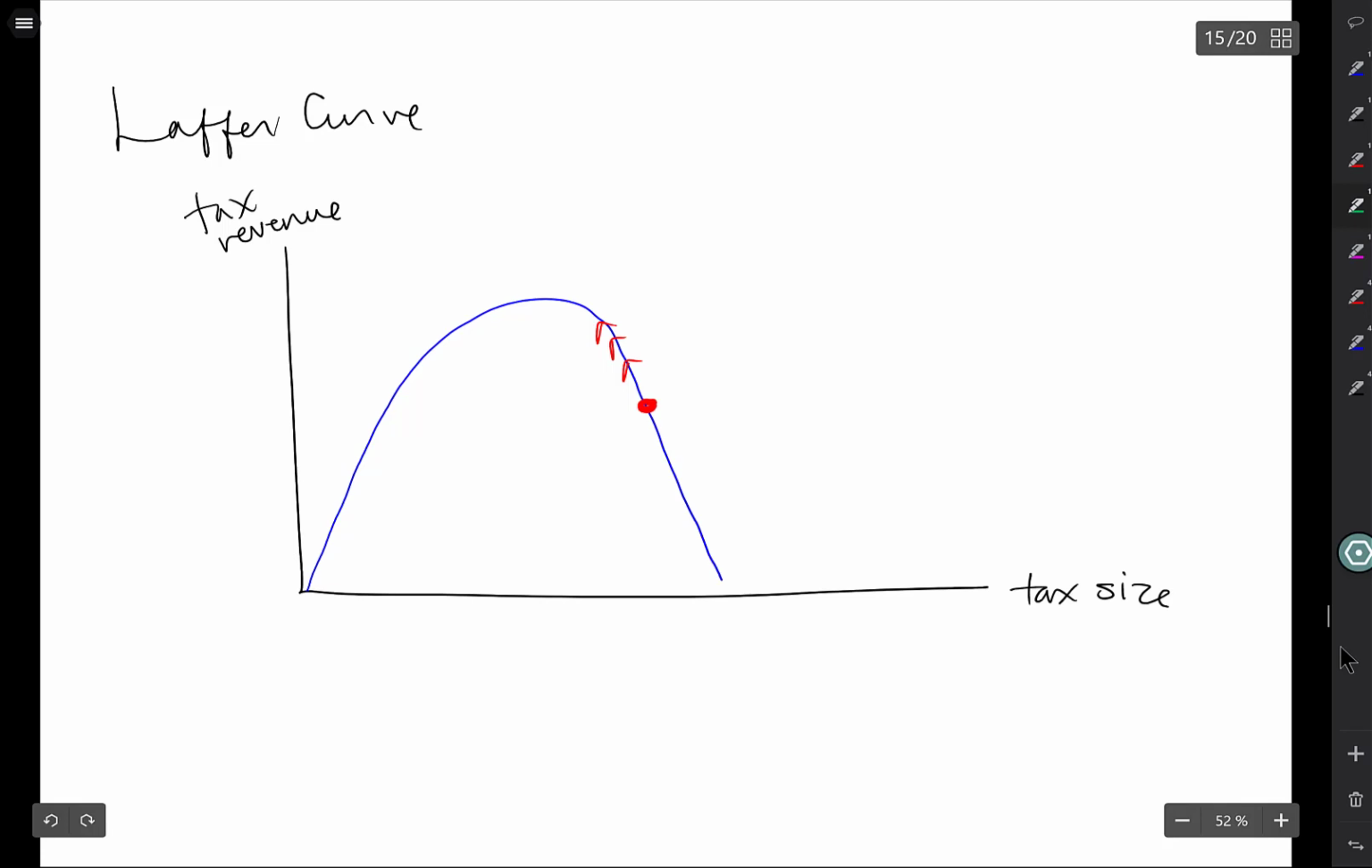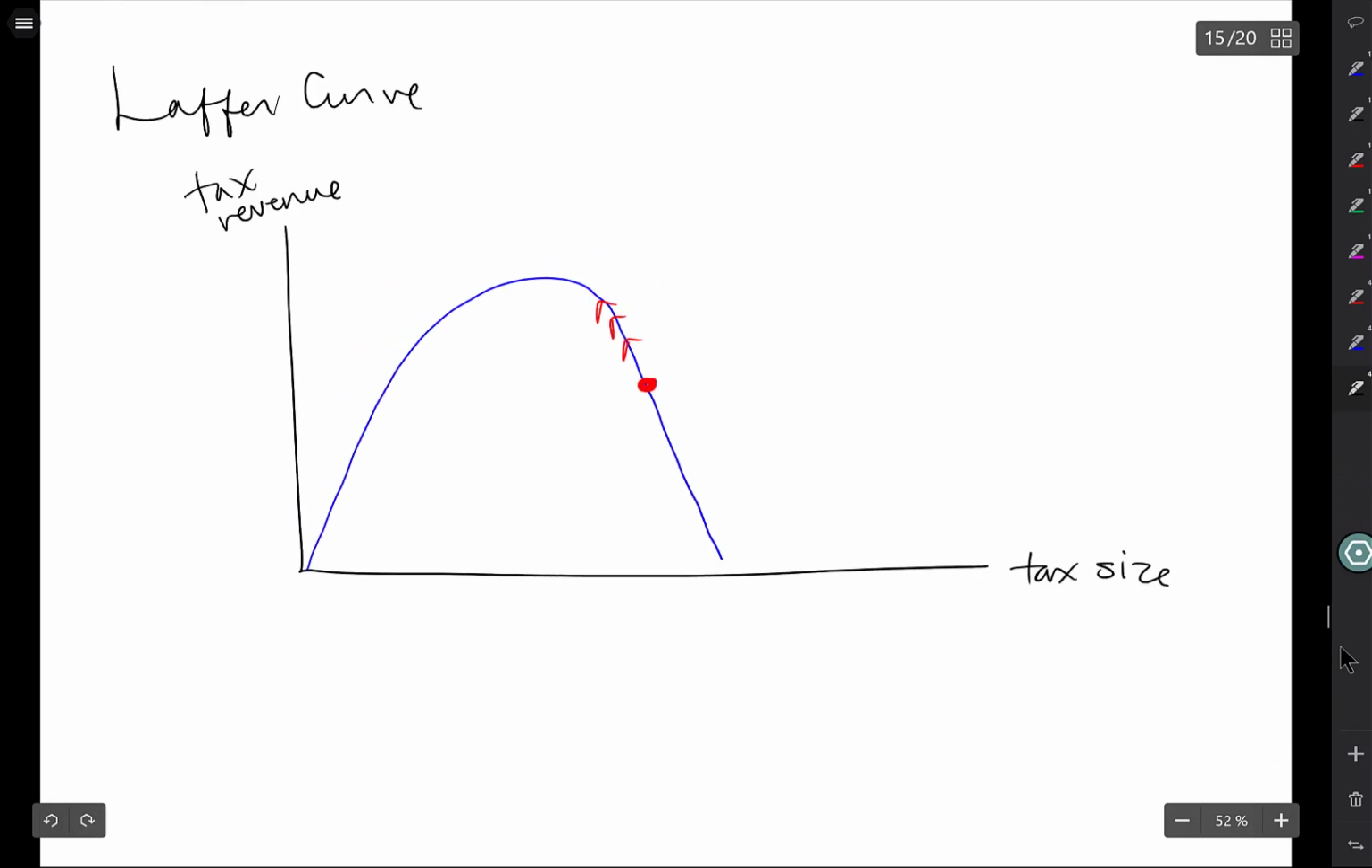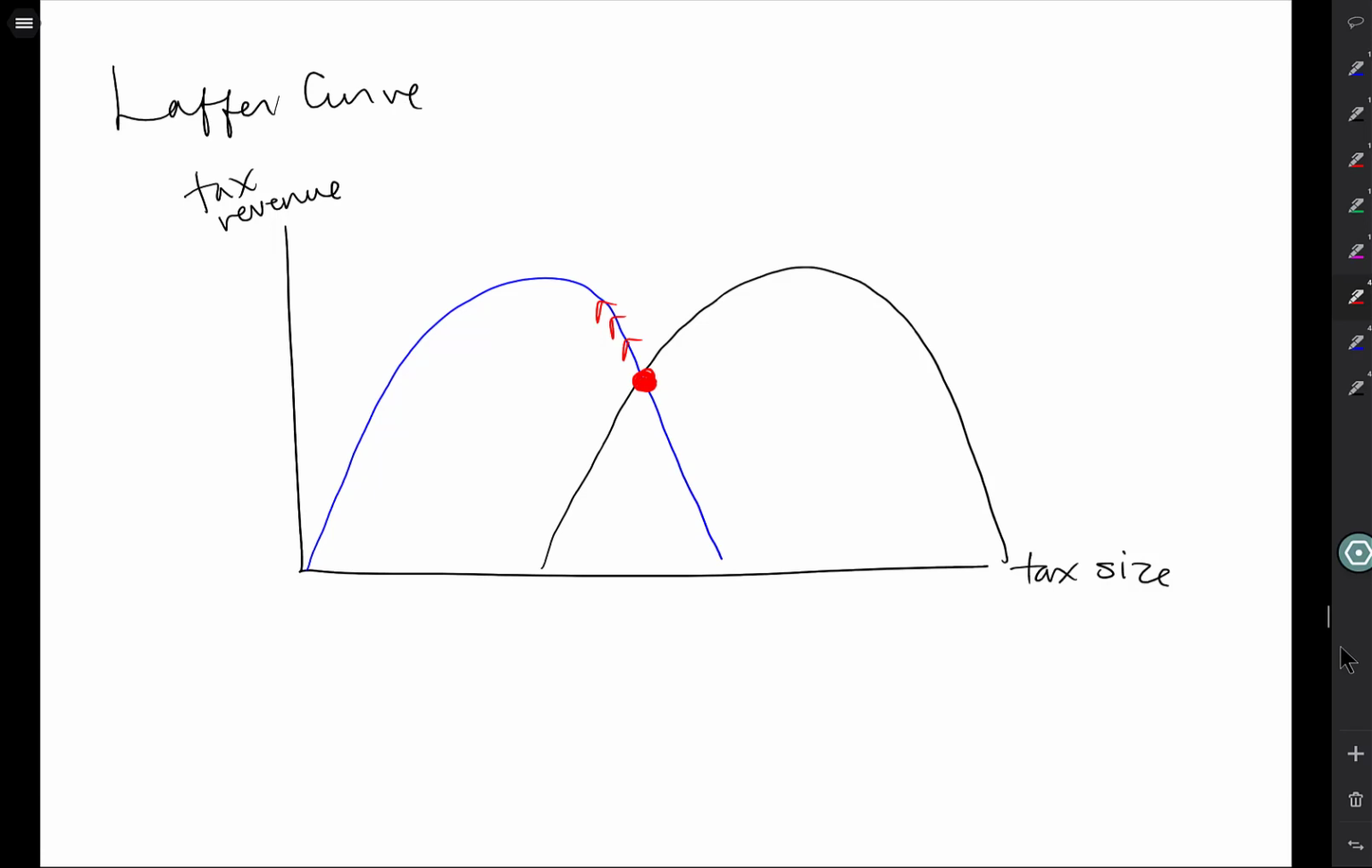But maybe that's not the right curve. Maybe where we really are is actually on this curve. Whoa, we're really here on this curve. Oh man, I missed it again. So now we invoke an even bigger dot. Maybe we're on the black curve. Maybe that's the true Laffer curve.